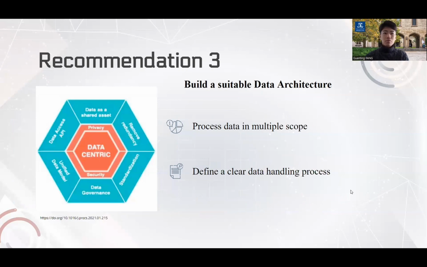Third, in order to improve data processing, it's recommended to build a suitable data architecture which could provide standards and guidance for data management. For example, when processing data, do not handle it within a single scope, like only in a business scope. That will limit data reusability and impede digital transformation. It's recommended that enterprises define a clear data handling process that improves data reusability, data security, and data quality.